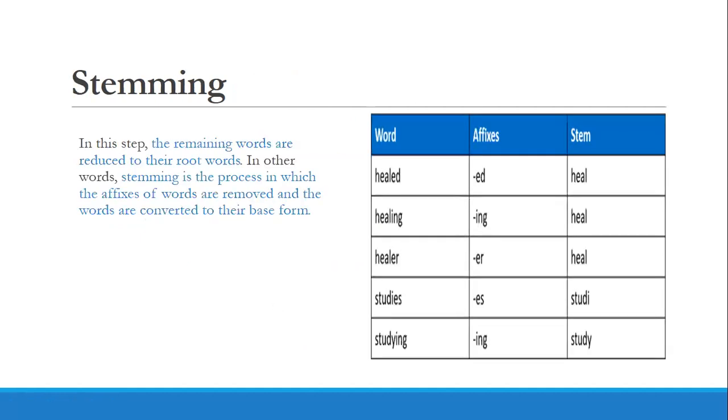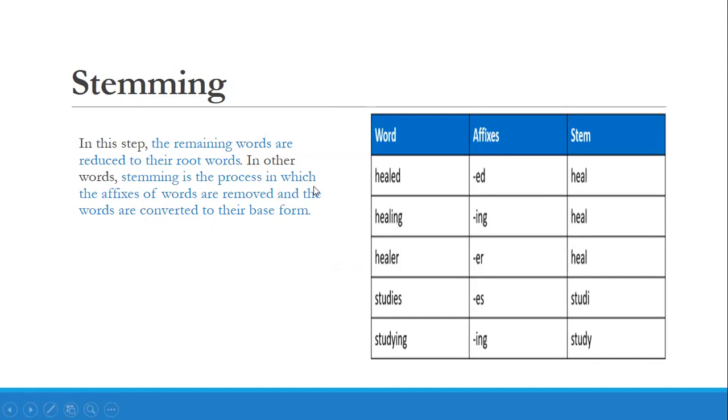Now, after converting into the lower case, next comes stemming. Now, let us see what is stemming. In this step, the remaining words are reduced to their root words. So, what is stemming? Let us see here.